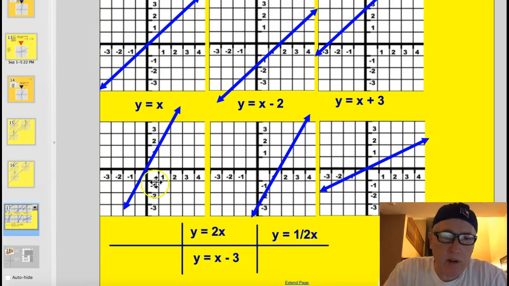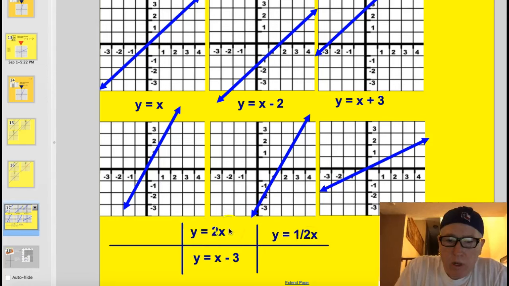How about this guy right here? Ooh, there's no plus or minus, right? So it's got to be either this one here or this one. It actually happens to be this one here, y equals 2x. Because look, when x is 1, y is 2. When x is 2, y is going to be up here at 4.